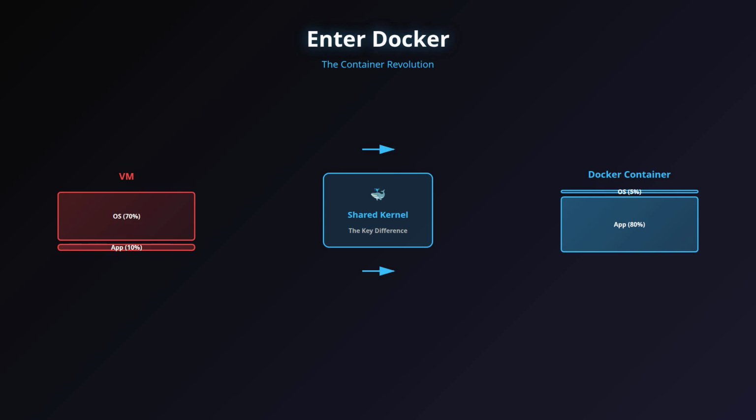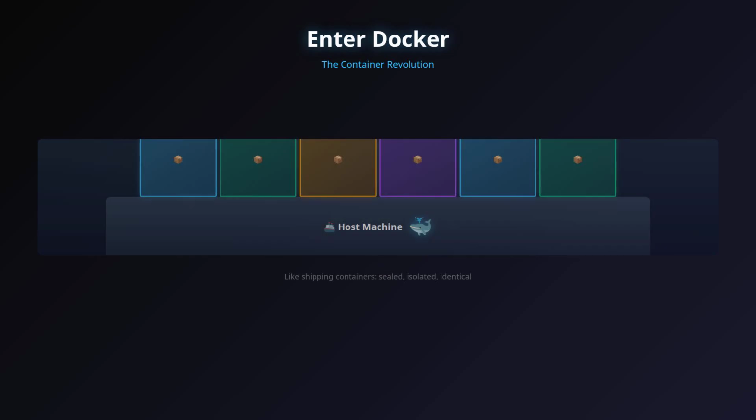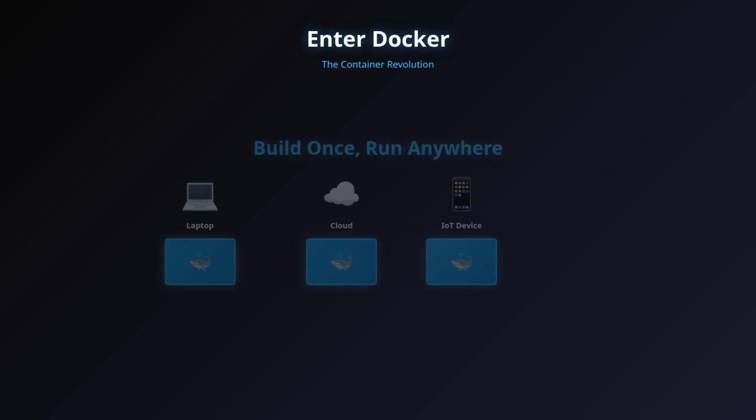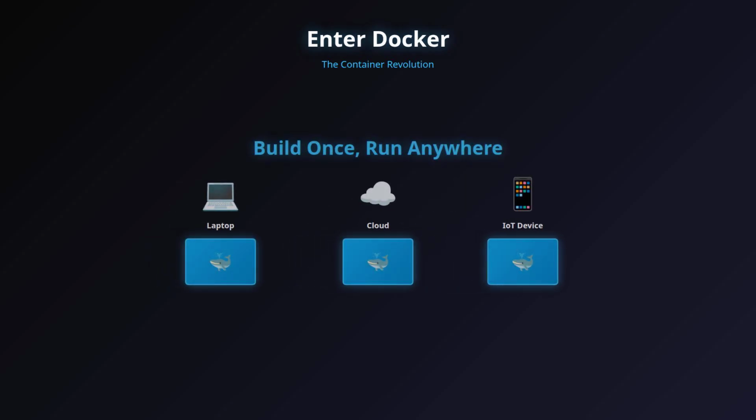Think of it like shipping containers. You can put anything inside a container: cars, electronics, food. The container itself is standardized. It doesn't matter what's inside, the ship can carry it anywhere in the world. Docker containers work the same way. Your application runs inside a standardized container, and Docker can run it anywhere: your laptop, a cloud server, a production cluster. Build once, run anywhere. That's Docker's promise. Write your code, package it in a container, and it will run identically on any machine that has Docker installed. No more "it works on my machine" problems.